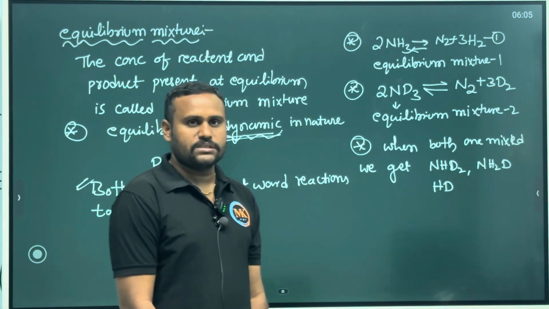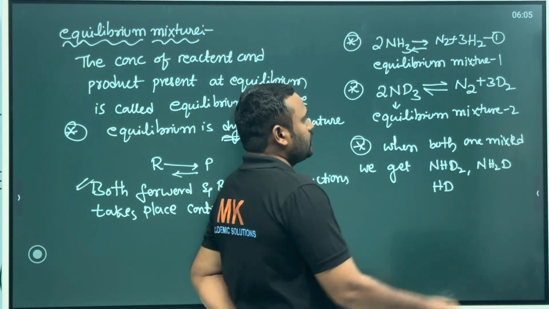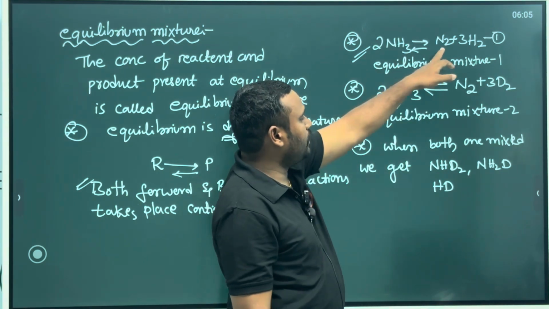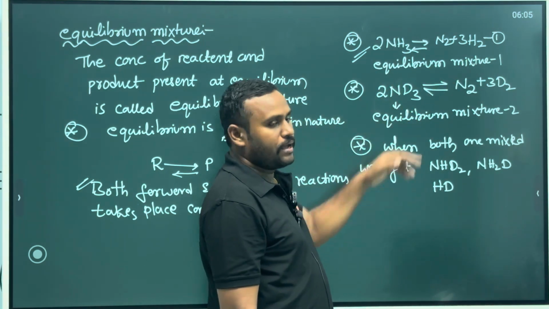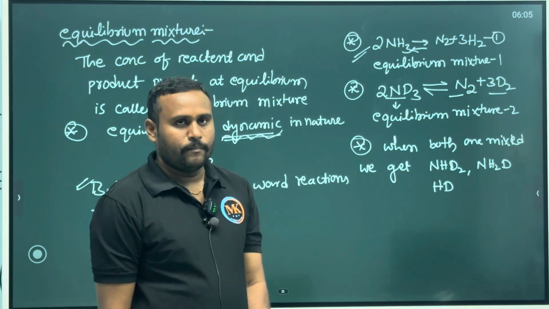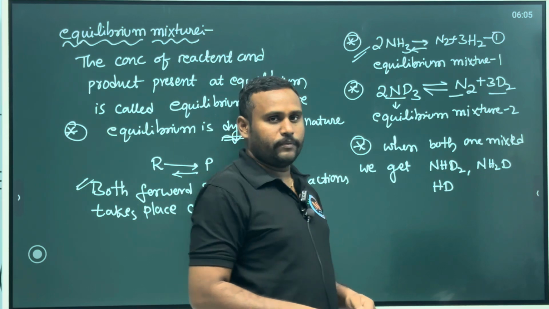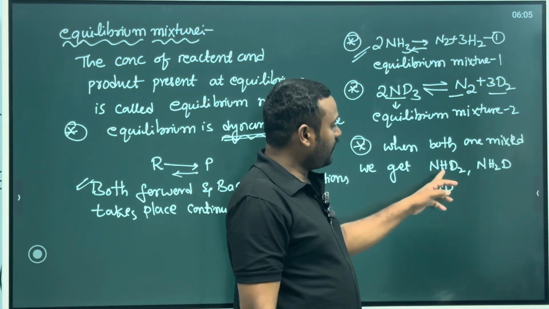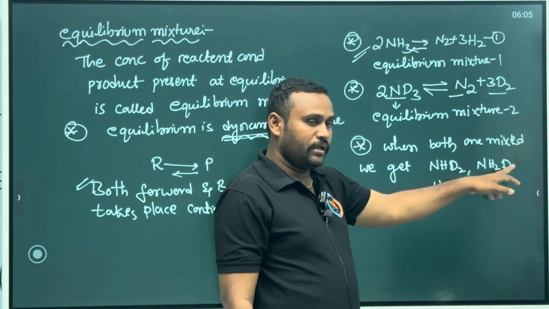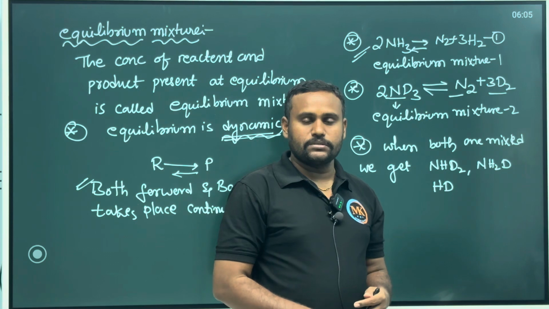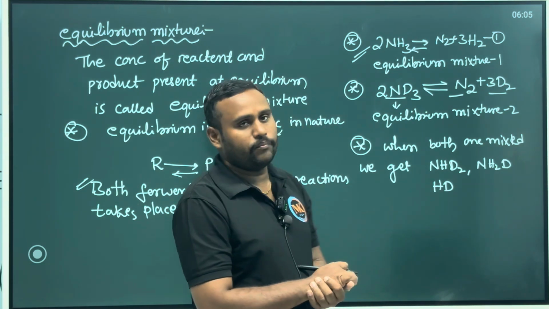These are the substances we are going to get. Means here in this equilibrium mixture what we are having? Only NH3, N2 and 3H2. In this one, what we are having? ND3, N2 and D2. But after mixing the equilibrium mixtures, what are the substances again we are going to see? NHD2, NH2D and HD. These are the substances we are going to see. How are these substances going to be formed?